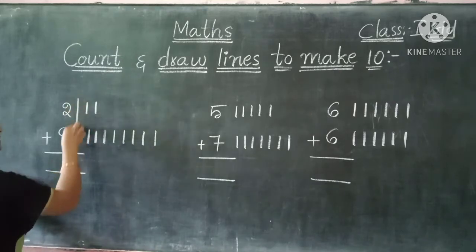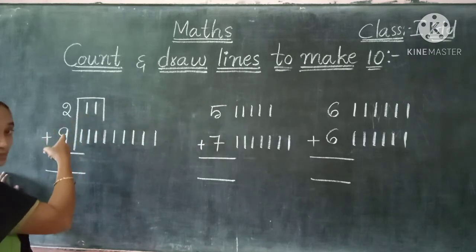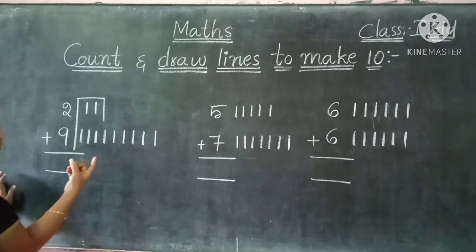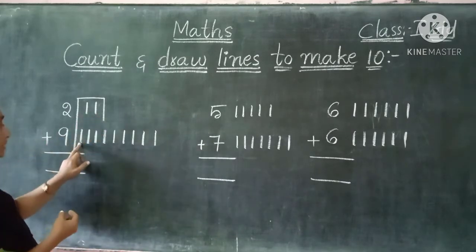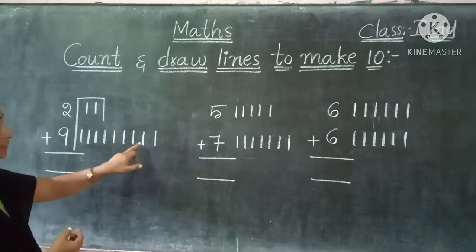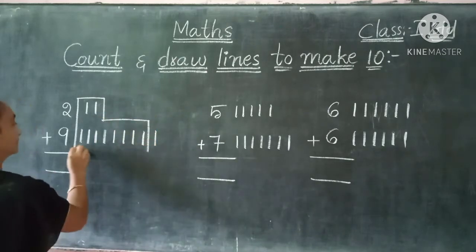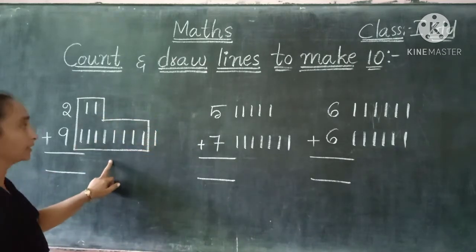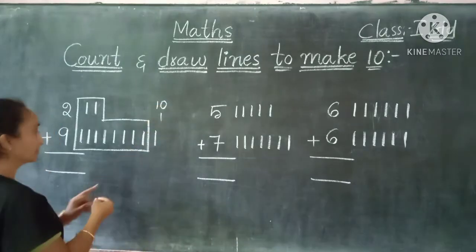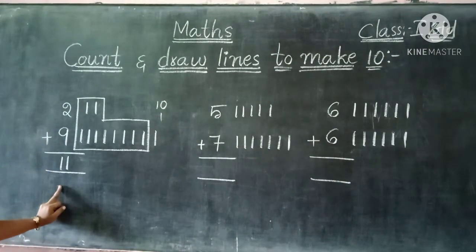So let us start, children. So here we have a small box because here only we have the small number. So only 2. So now here we can see how many lines we should take. 1, 2 already. 3, 4, 5, 6, 7, 8, 9 and 10. So up to here it will come. So this is the box of a 10. So this is 10. Here we have the 1. So 10 plus 1, 11. So the answer, 2 plus 9 is equal to 11.